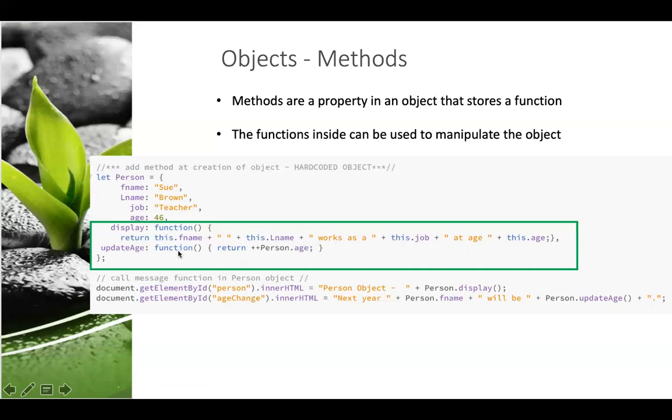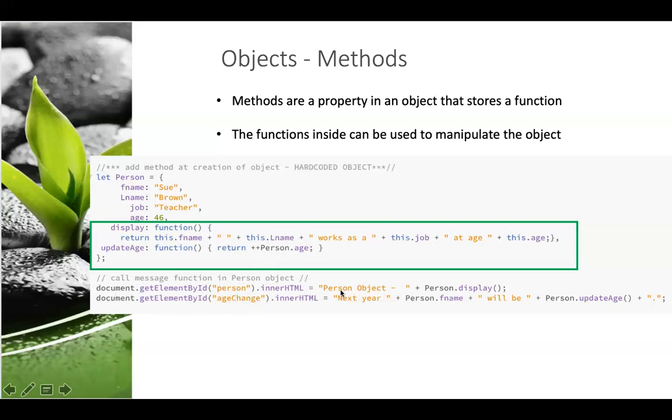Then the update age function will return the person's age plus 1. It's going to increment the object, person.age plus 1. You can do it other ways, you can write it out, but I didn't do it that way. And then this is my document element ID. On my HTML page, I had a thing called person and an ID called age change.